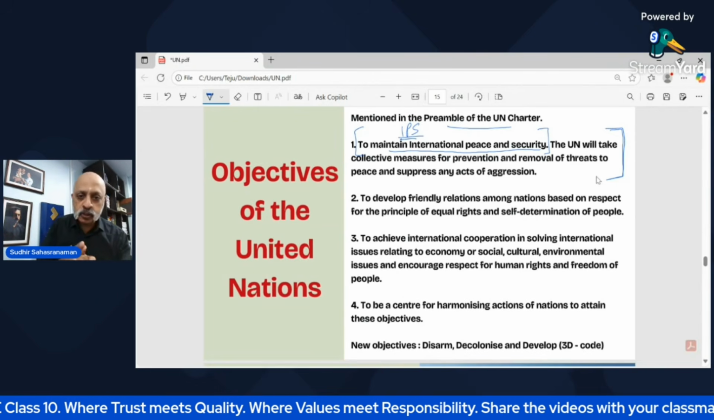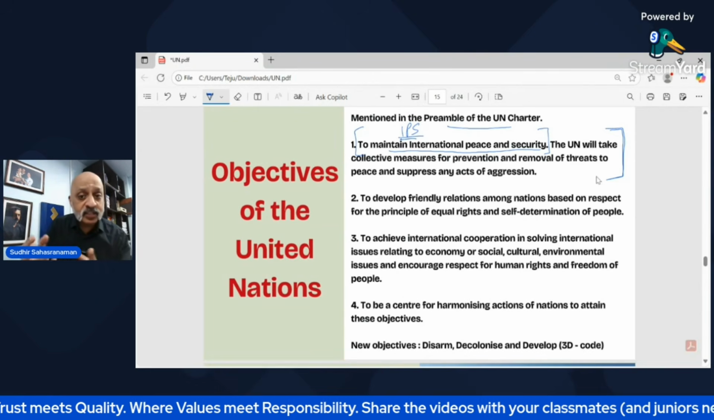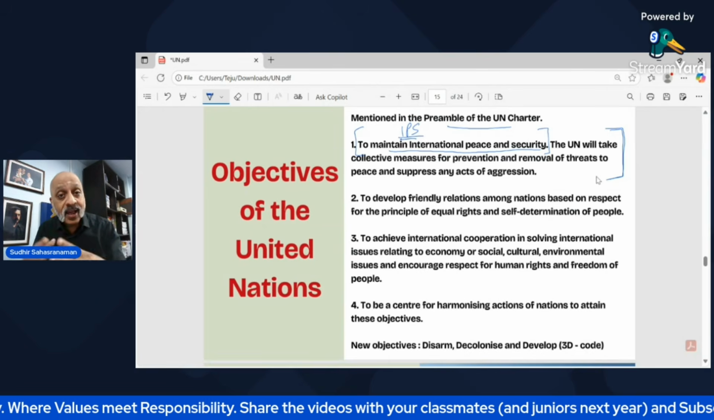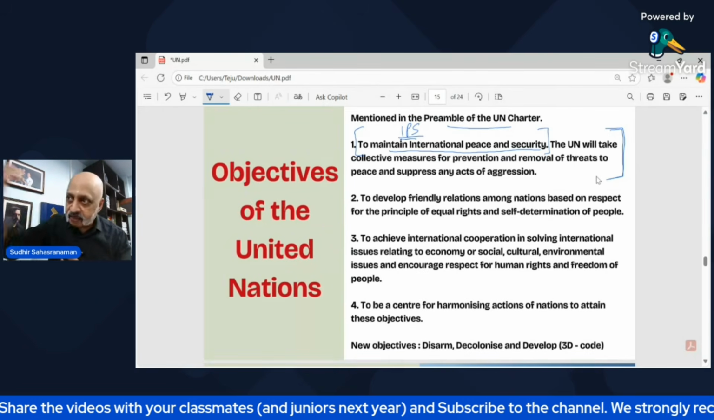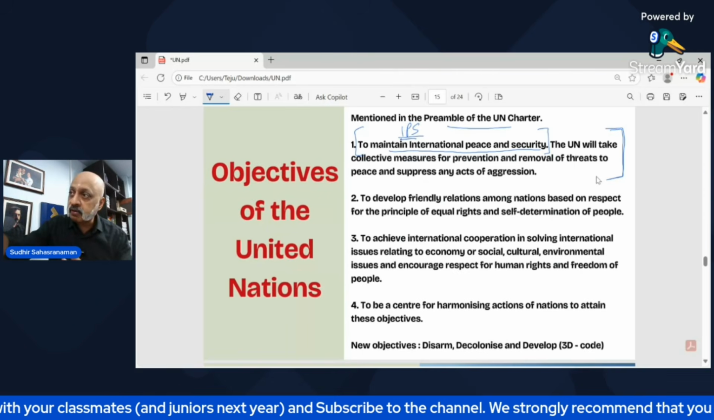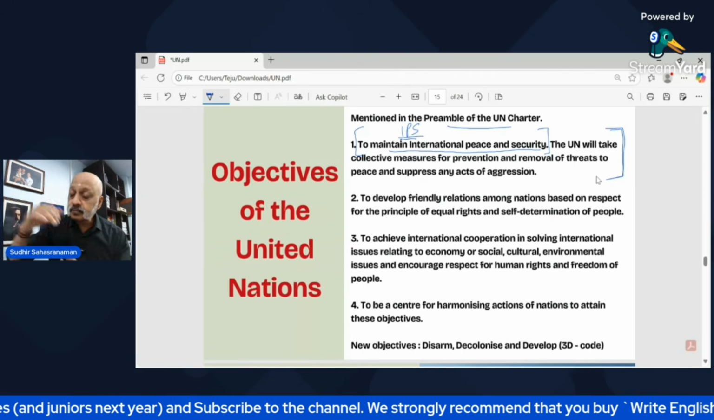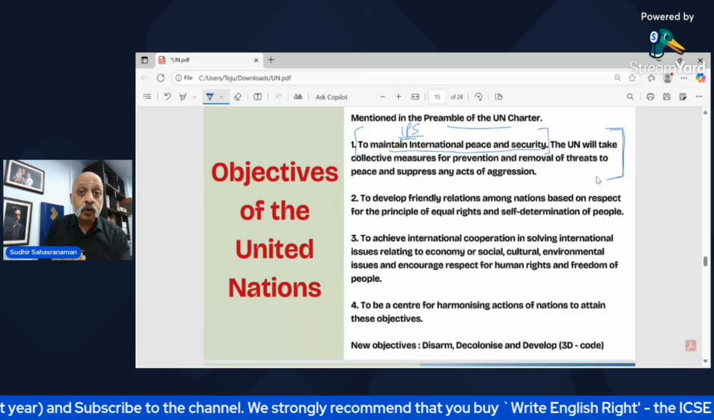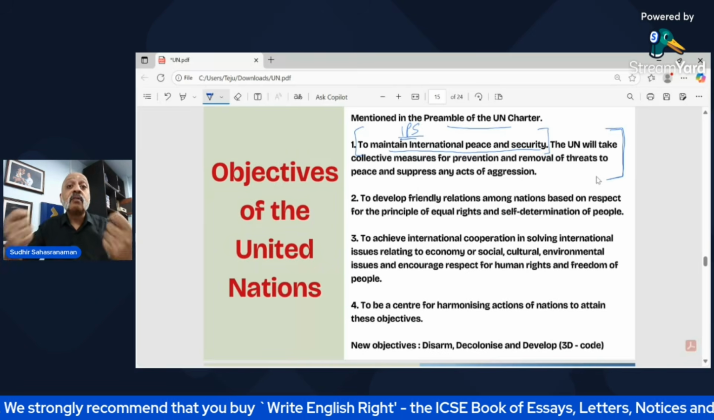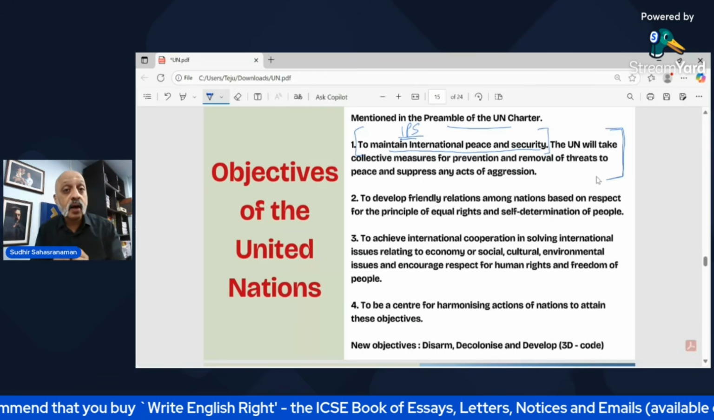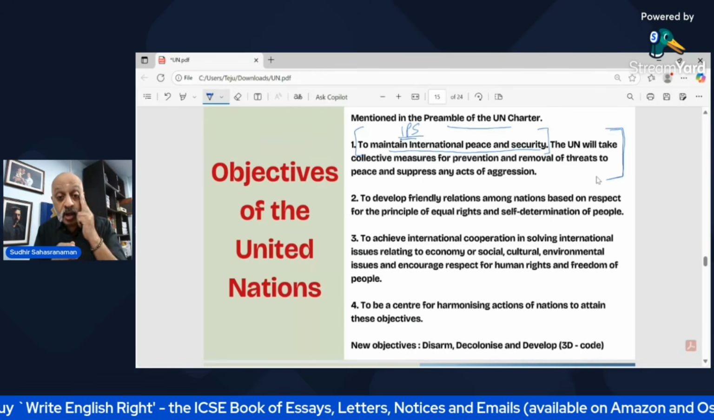The second one was to develop friendly relations among nations so that they don't engage in any kind of conflict. And that would be like, I am a country, I respect my neighbor, I respect your country, and I expect the same from you. The self-determination of people means that the people of any country have the right to determine what is best for them and in their interest.